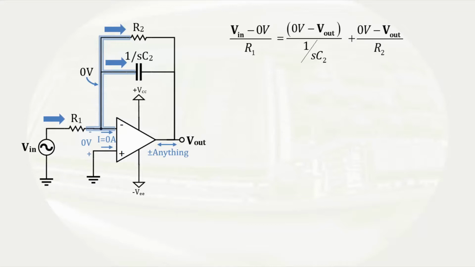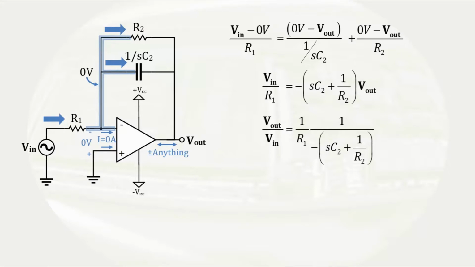The current through R2 also leaves the node and is written as 0 minus V out over R2. Eliminating the zeros from the equation gives us the following, and we can factor out the negative sign and V out from the equation. Instead of solving for V out in terms of Vn, I am going to solve for the ratio of the output voltage to the input voltage. This is called the transfer function of the circuit.